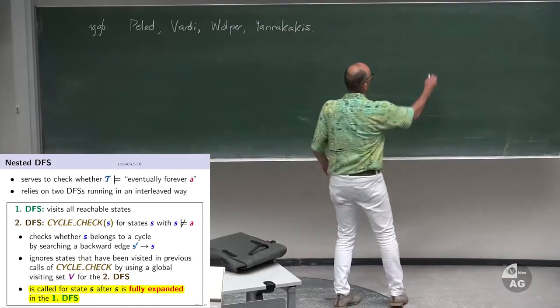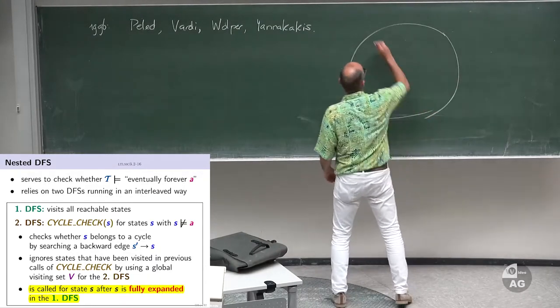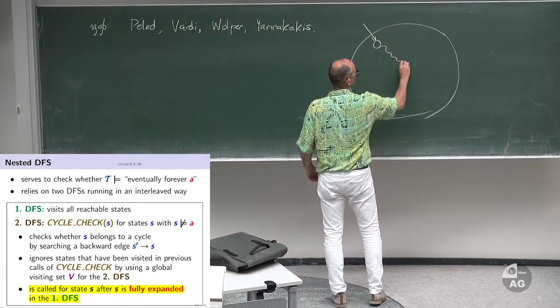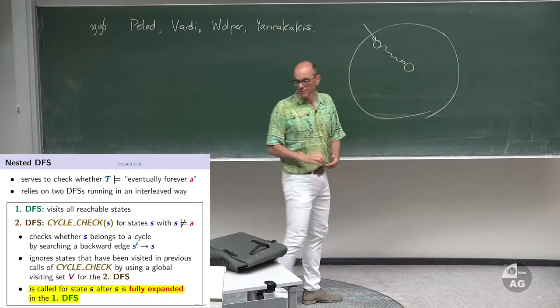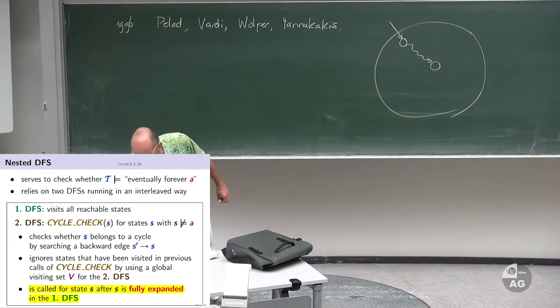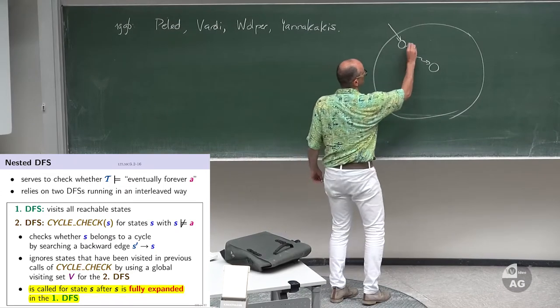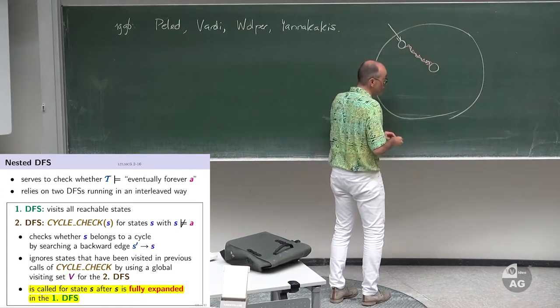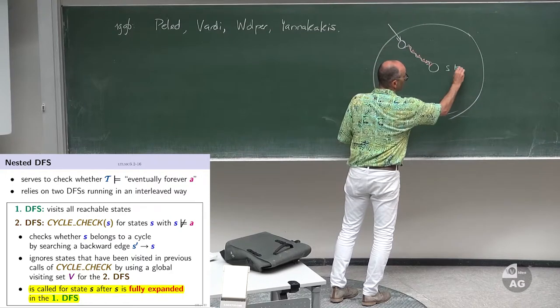If I do a depth first search, then suppose I start here, I do some search, and I reach this state for the first time. This is part of my orange thing. And suppose this was my state S, satisfying not A. Good.